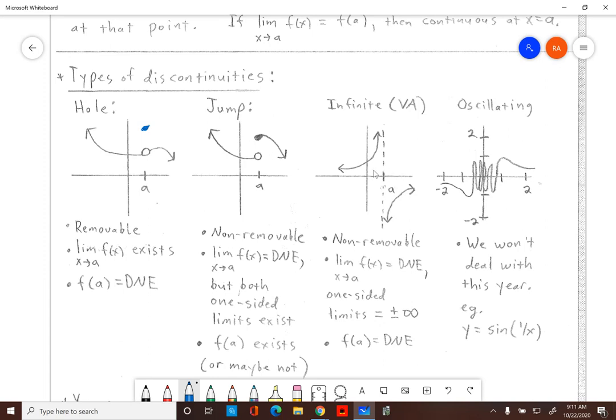So the limit at a vertical asymptote doesn't exist. You could say that the one-sided limits exist because they would be positive or negative infinity, depending on the side. So in this case, the limit as x approaches a from the left is positive infinity, and the limit as x approaches a from the right is negative infinity. And the function value definitely does not exist at a vertical asymptote. Again, it can exist at a jump, just one of the 2 points. Like I said, oscillating, I'm not going to talk about.